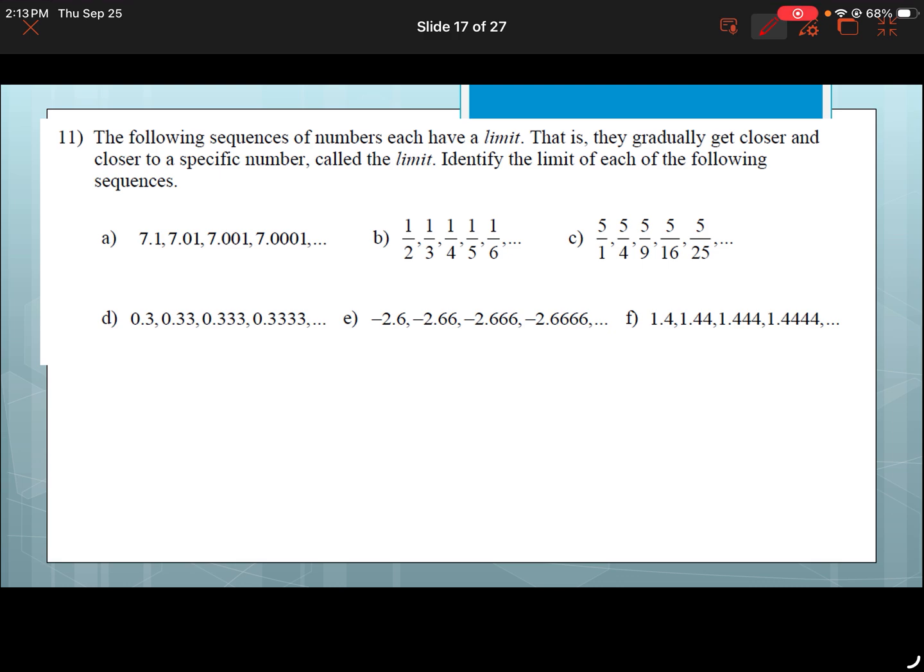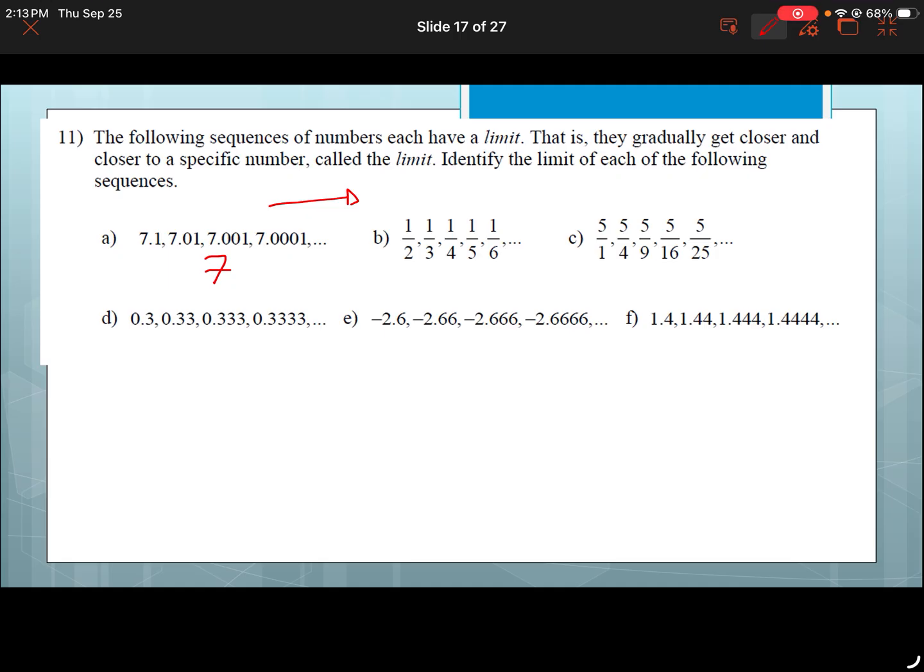Okay, so here we go. So it's 7.1, 7.01, 7.001, 7.0001. If you think about all the way as far as you can think of, what would it look like? It would look like 7.00001, which is so close to 7 that we say the limit is 7.